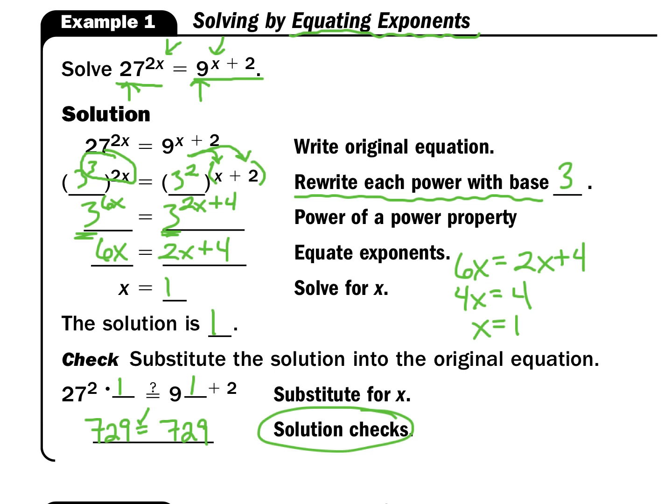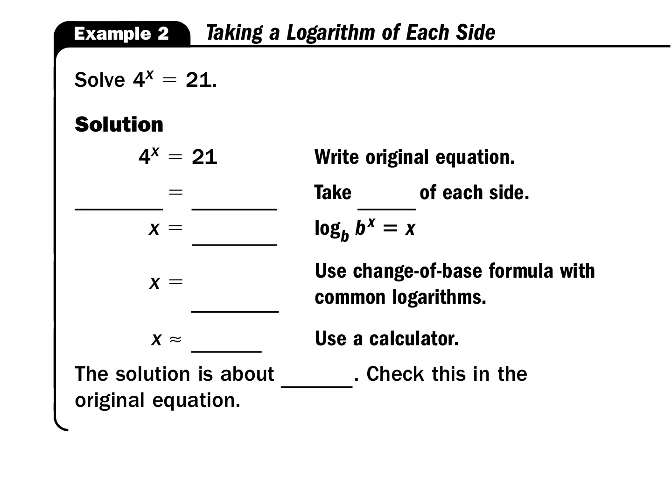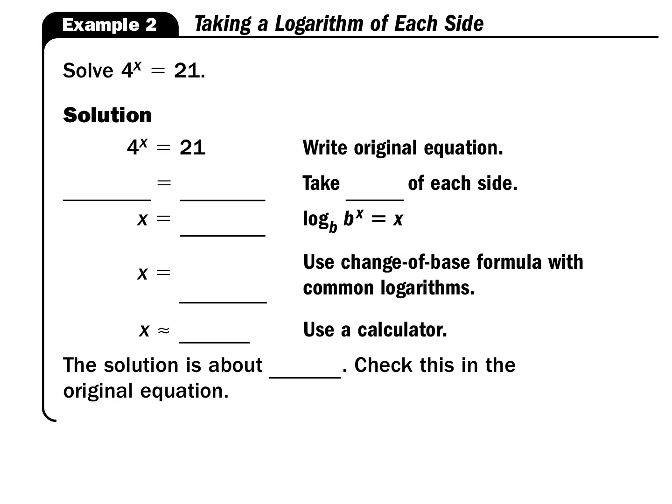Okay, now moving on to example 2. We have solve 4 to the x power equals 21. Now this time we're actually going to take a logarithm of both sides, because in order to get this x by itself, it's an exponent, and the opposite of an exponent is a logarithm of whatever this base is. Okay, so I have to take log base 4 of both sides in order to get that 4 to cancel out and isolate the x.